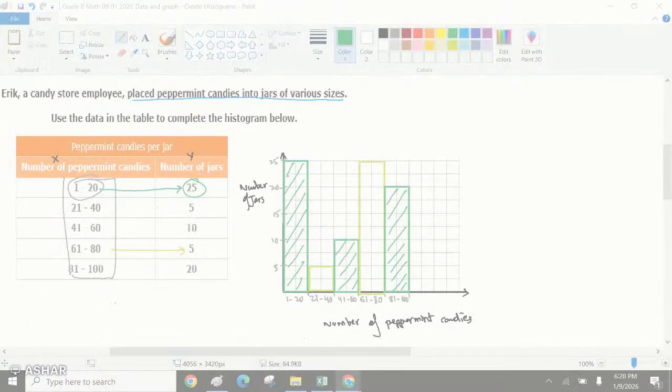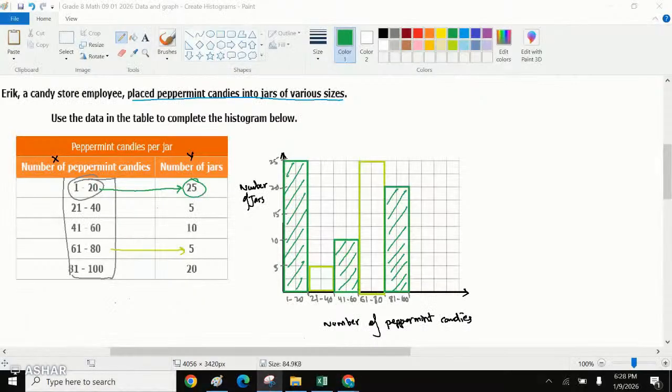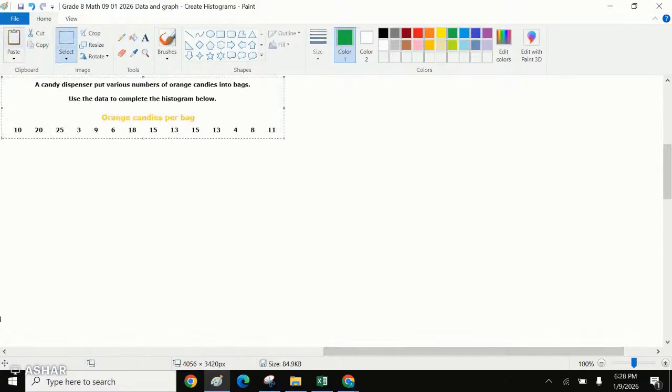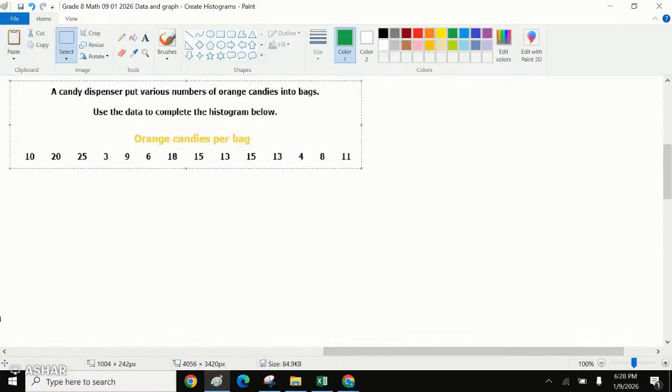The next question has ungrouped data. And we know how we can simplify the ungrouped data. The previous one was grouped data because the grid was already given to us, right? On ungrouped data, the information given to us will be something like this. This is question number 5. A candy dispenser put various numbers of orange candies into the bags. And these are the numbers of candies that are given to us. Nothing else. This is ungrouped data for us. We need to change this ungrouped data into grouped data.